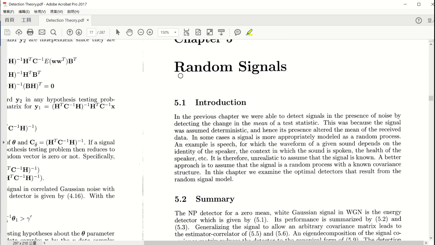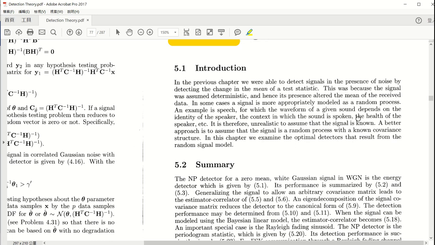That's why in this chapter we have this keyword, random signal. So a random process, that's the keyword. But of course, we have some information about it. So for example, if we assume the known covariance, then that is the information we have. So in this chapter, we will examine the detector from the random signal model.